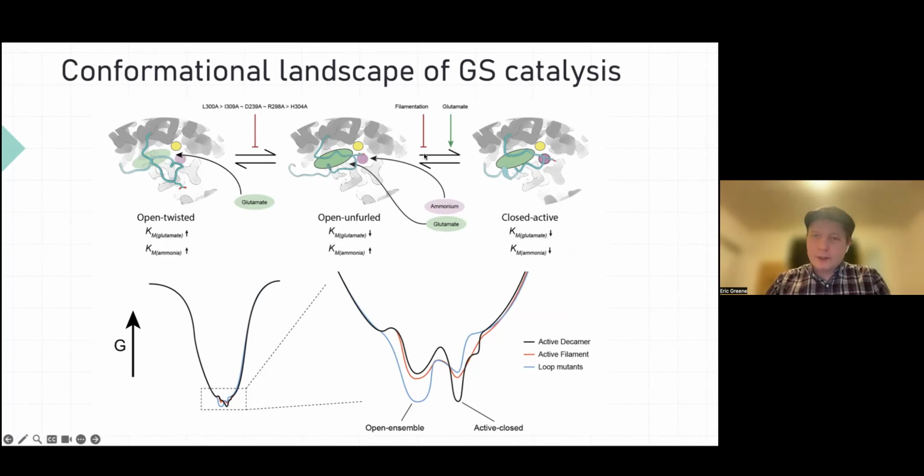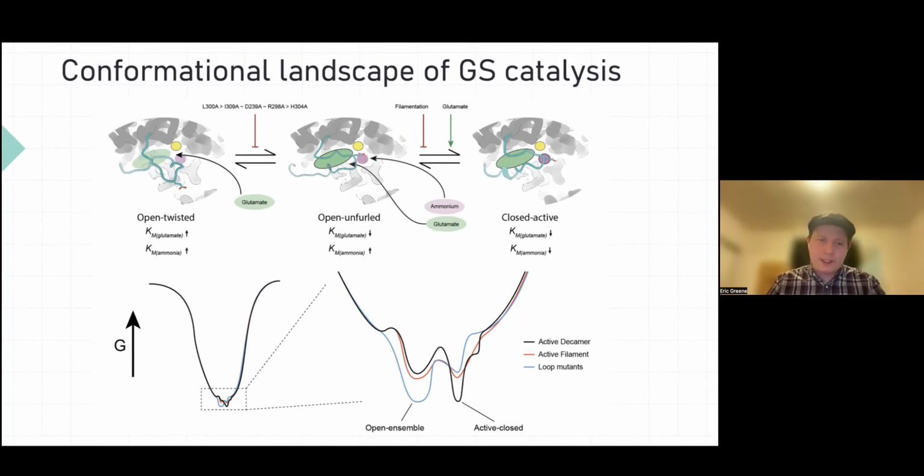And filamentation directly impacts the ability of the enzyme to form the active closed conformation. But glutamate binding can help stabilize this closed conformational state here. There are multiple residues on the loop that contact directly the substrate in the pocket here. And once you are able to form a closed active conformation of the loop, that'll help drive down the KM for ammonia finally to help facilitate efficient catalysis.